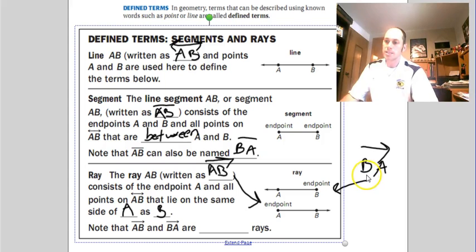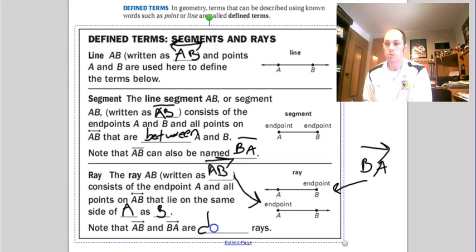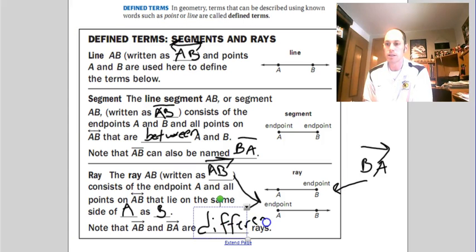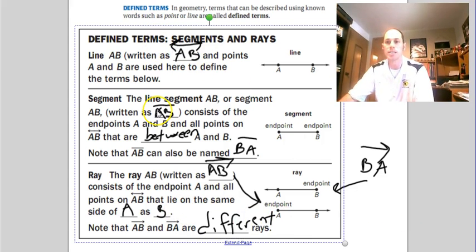When we write rays, we always put the starting point, the endpoint, first, and the ray is pointing to the right. So this one starts at B, goes through A. This one starts at A, goes through B. Okay, so AB and BA are different rays, and that's a common error. So make sure you have that. Note the difference in those two, because many people think you can switch those around just like you can switch lines and segments, but a ray is a little bit different in that manner.